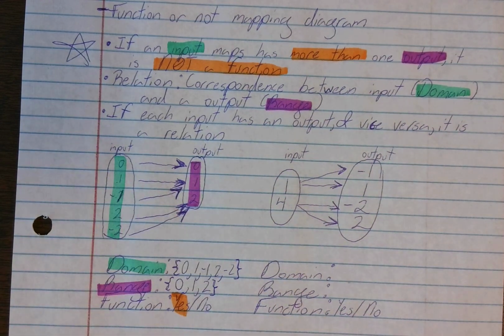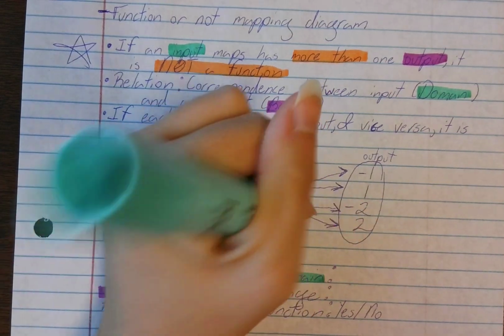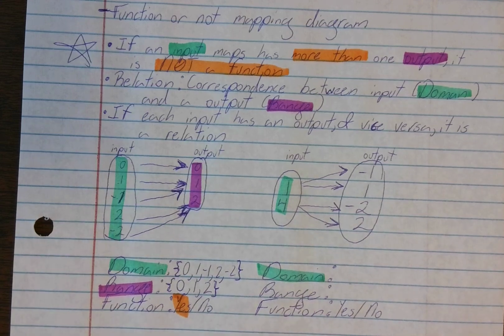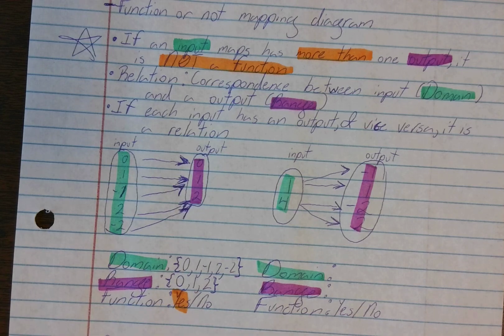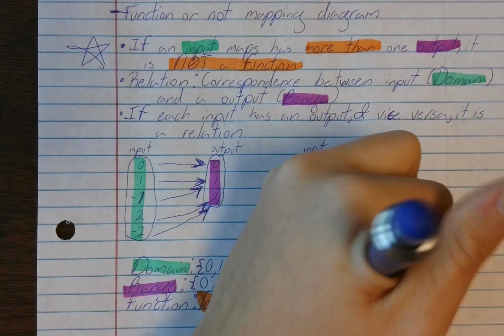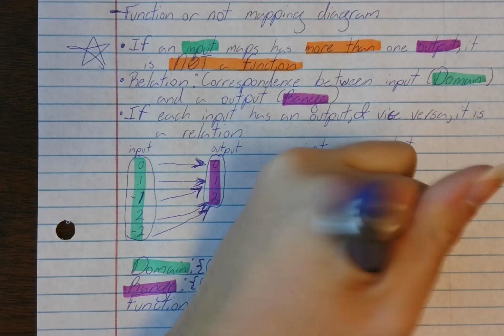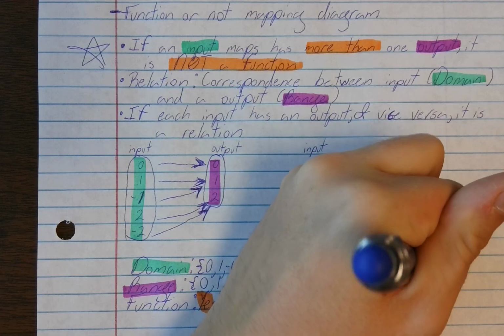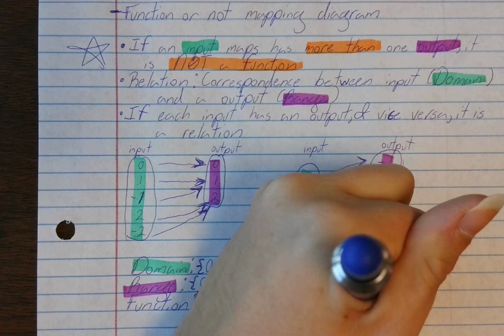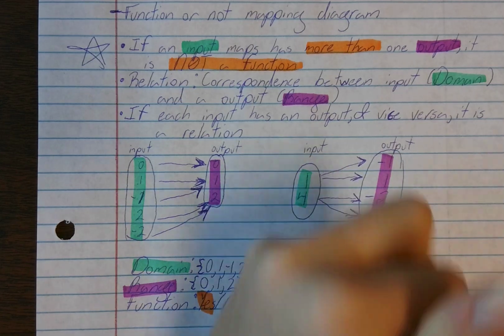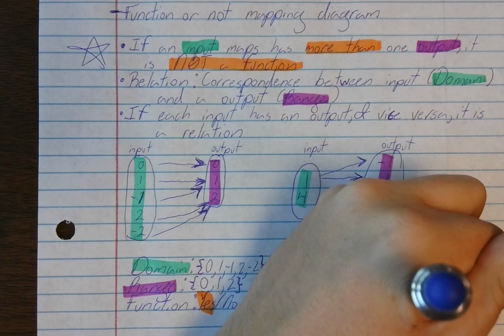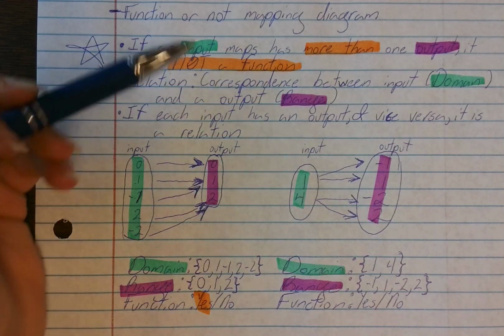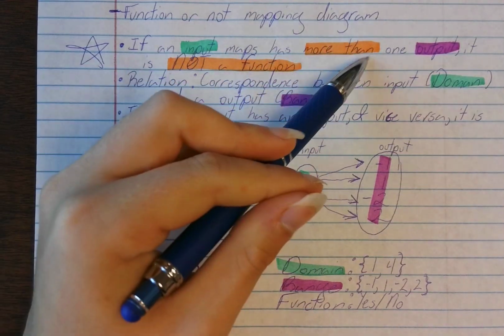Next one. Again, I'm going to highlight the important stuff that I see, just so I can figure it out later. As you can see, I highlighted my information, so now I'm going to fill in my domain and range. So I should have 1, 4 for my domain. And my squiggle brackets are existing. So I should have -1, 1, -2, 2. Squiggle, squiggle. So now I'm going to check if my input map has more than one output.